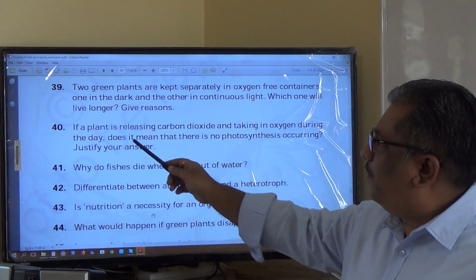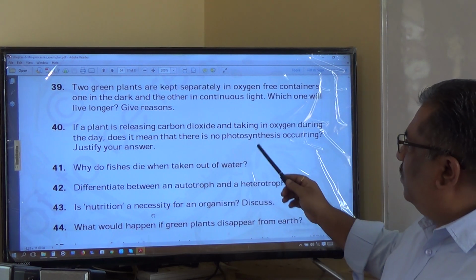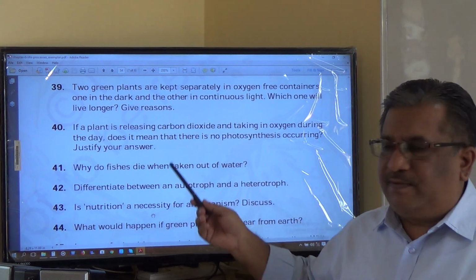If a plant is releasing carbon dioxide and taking in oxygen during the day, does it mean that there is no photosynthesis occurring? You answer yourself. This we have discussed.